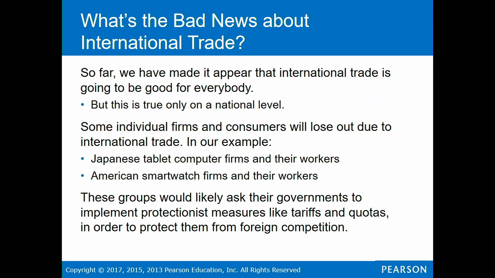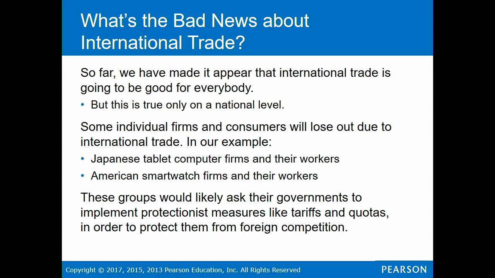In our previous example, the Japanese firms that made tablets and the workers focused on making tablets are going to suffer because they're now losing their jobs. And likewise, American smartwatch firms and their workers are going to suffer. Typically, these are the groups that ask governments to implement protectionist measures, like tariffs and quotas, in order to protect them from foreign competition.